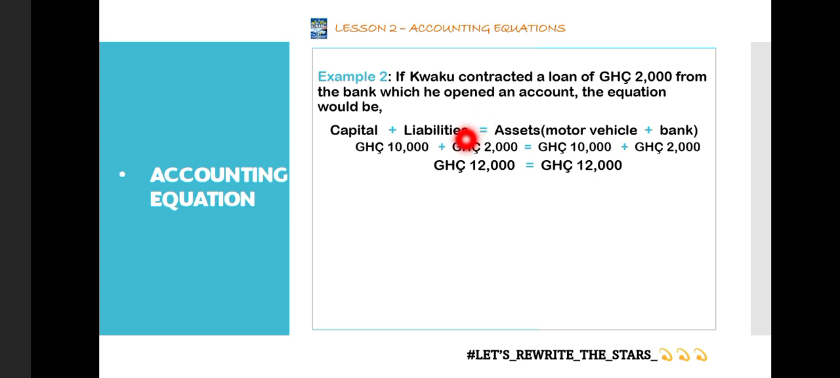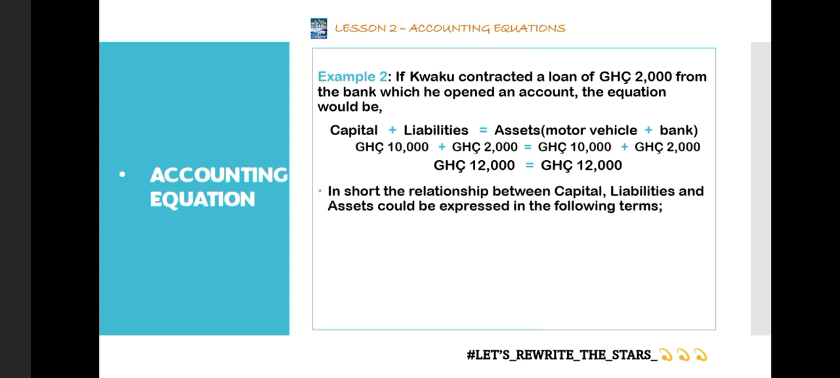So in all, we come to the same understanding again, that 10,000 plus 2,000 is equal to 12,000, which is capital plus liability, 12,000. And then the properties of the business, which is the assets. In this case, we have just two assets at the moment: motor vehicle valued at 10,000, and then the bank valued at 2,000. Then these two also come together to form the 12,000. So capital plus liability is equal to assets, still balancing. I hope this is very clear.